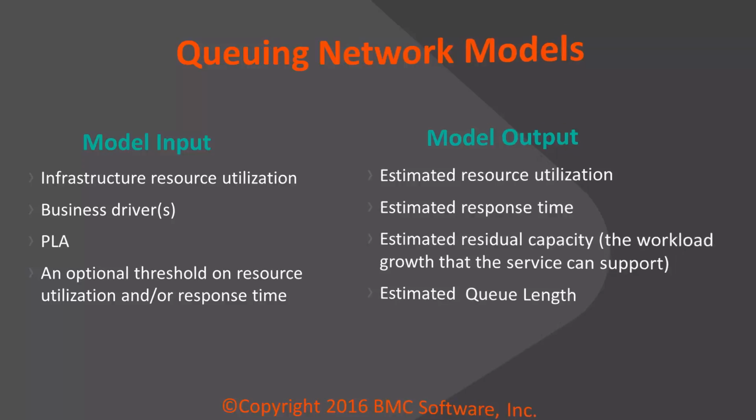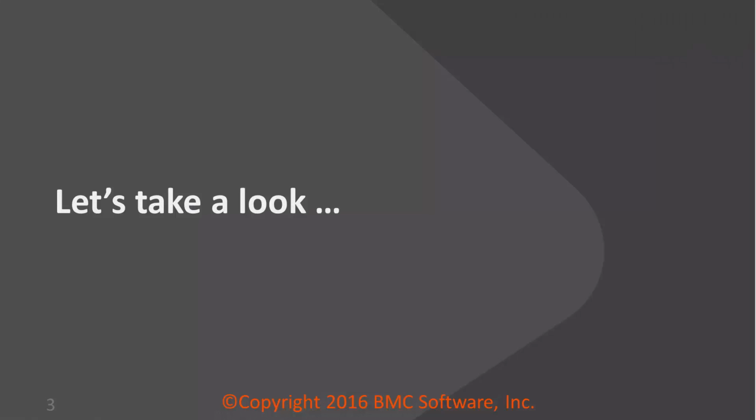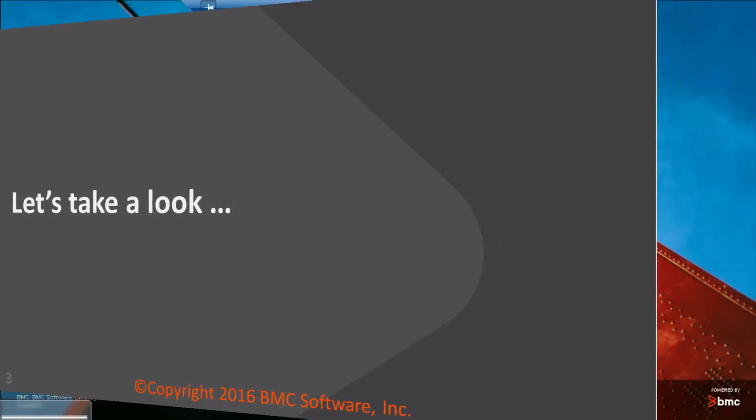So if we take a look at executing a what-if scenario in a Q network model, you can make changes to workload volumes, as well as changes to the system configuration. So let's take a look and see how we can create one of these in BMC TrueSight Capacity Optimization.